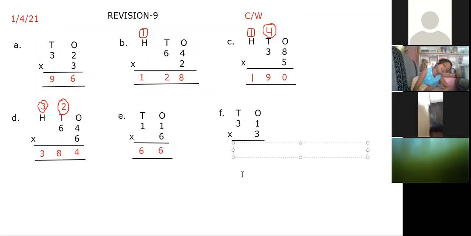See children, in tens place we have 3. Okay, so this time we will be recalling 3 table. 3 threes are 9. What is the answer, Shrivas? 93. Yes, answer is 93. Okay? Okay, fine.